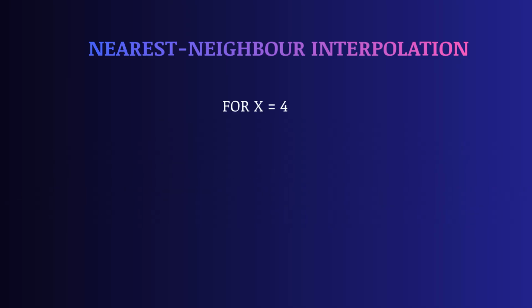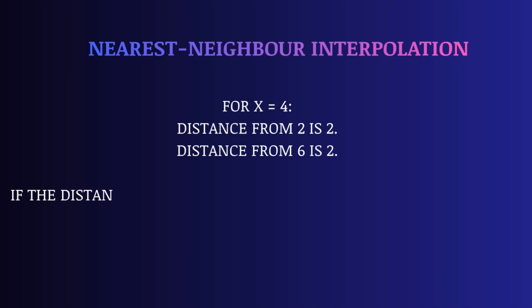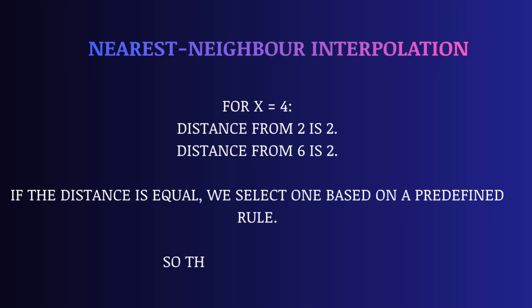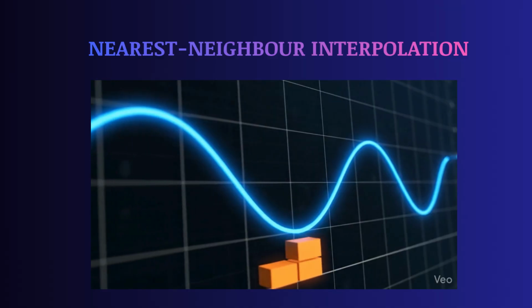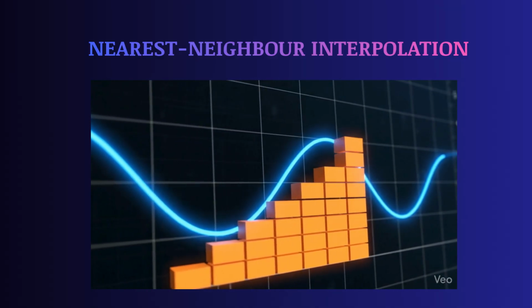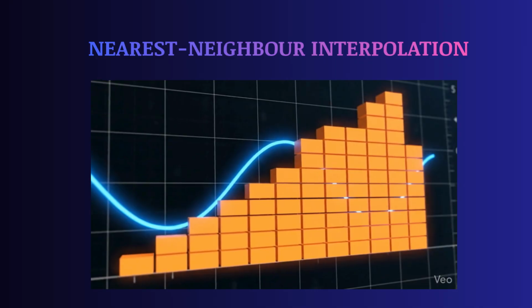For x = 4, the distance from 2 is 2. The distance from 6 is 2. If the distance is equal, we select one based on a predefined rule. So the value becomes 4. This method creates step-like results instead of smooth curves. It is fast and computationally simple.